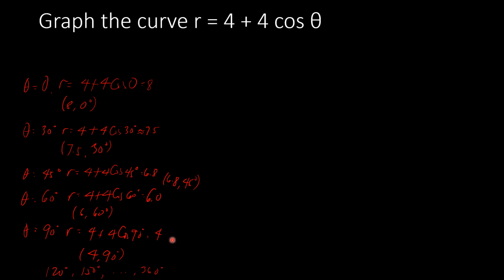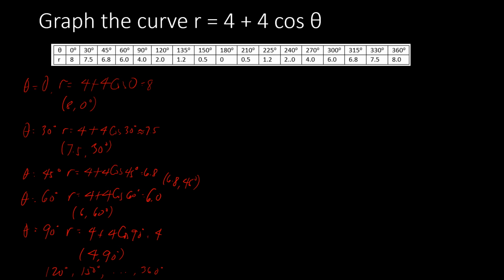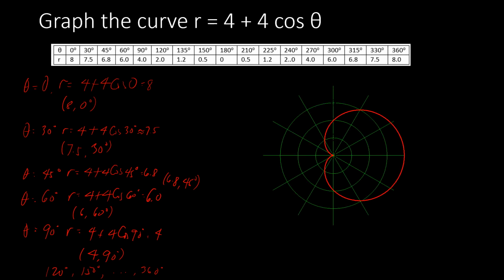And for this, we can create a table. So these are the table of values for theta and r. Then we are going to plot each of these. For theta equal to 0, your r is 8. For theta 30 degrees, 7.5, and so on and so forth. And this will be the graph. This is called a cardioid. So at theta equal to 0, that will be 8 units. 2, 4, 6, and 8 units.